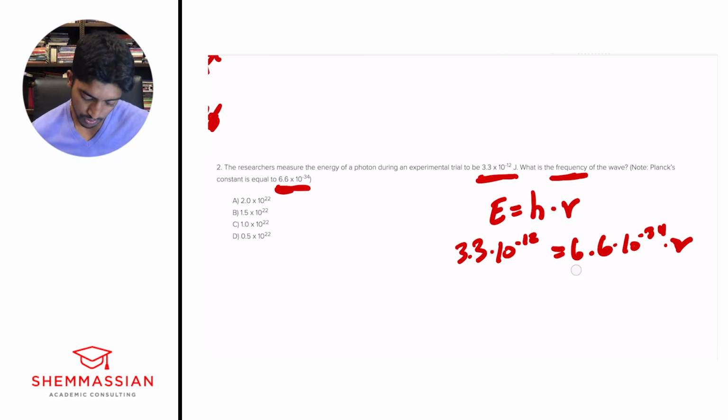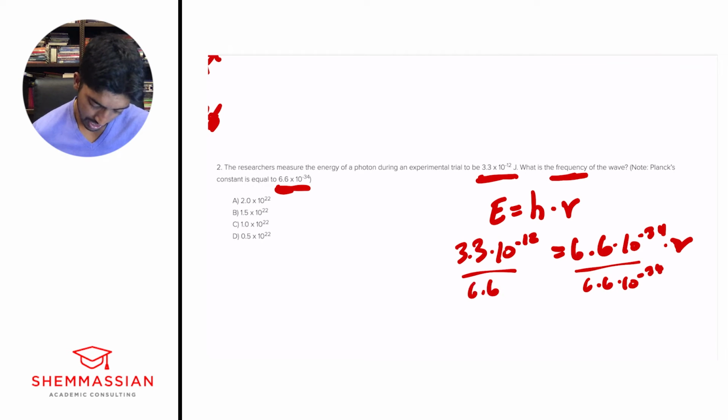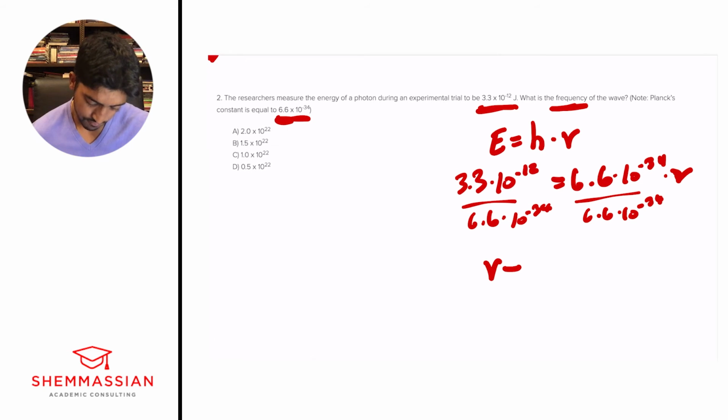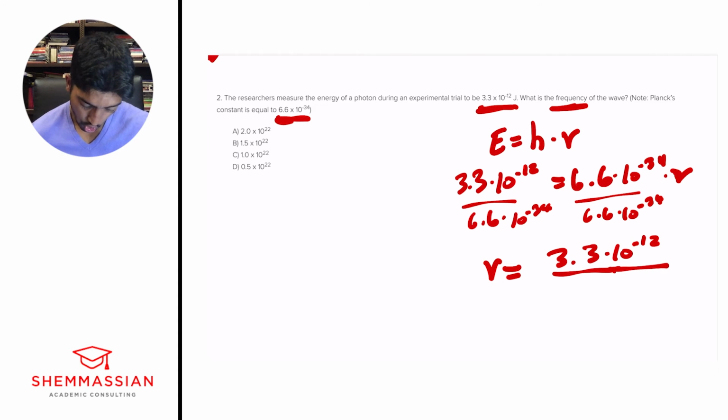So what would we do? We divide both sides by 6.6 times 10 to the negative 34th so that we have the v on its own. And I'm going to switch the sides just so we have it v equals. So we have v equals 3.3 times 10 to the negative 12th over 6.6 times 10 to the negative 34th.